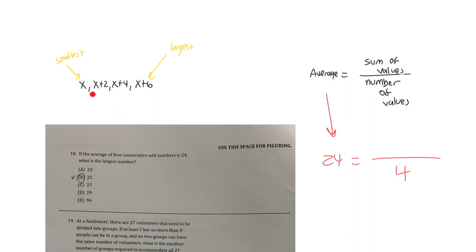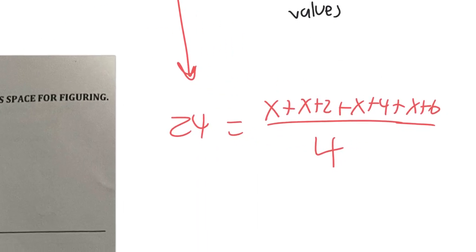So we could call this the values themselves, and we're looking at x plus x plus 2 plus x plus 4 plus x plus 6. And you have like terms here. You have yellow underlined like terms here. Let's simplify it a little bit more. So we're looking at 24 equals something over 4 for sure.